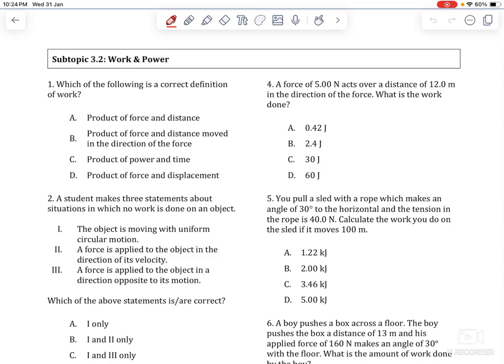11 Advanced 3.2 Work and Power, MCQ only. Which of the following is a correct definition of work? Basically, the work is a product of the force and the distance moved in the same direction.